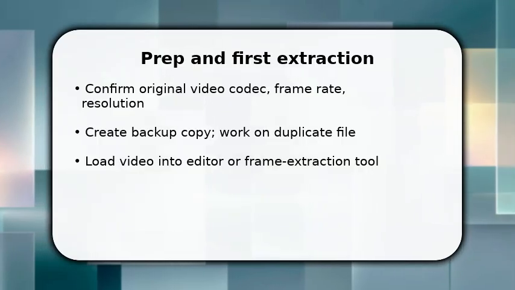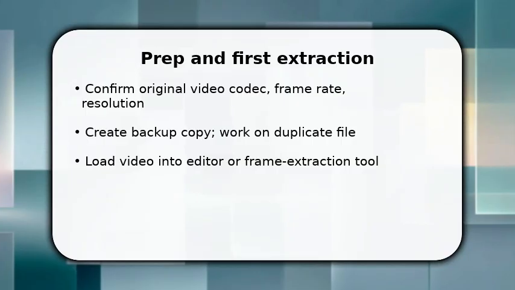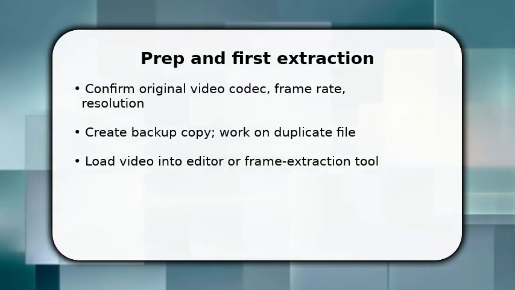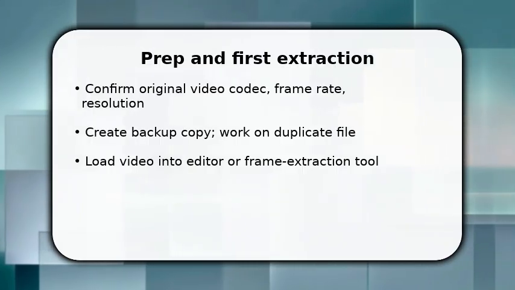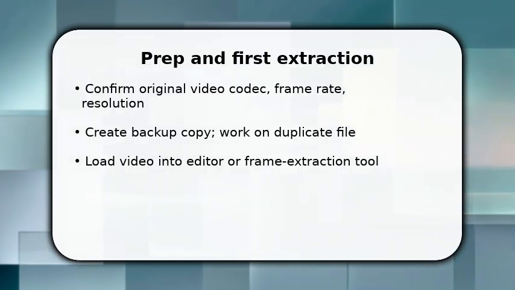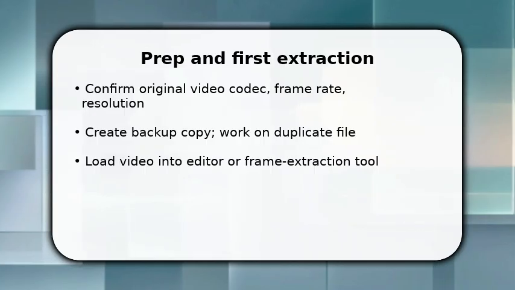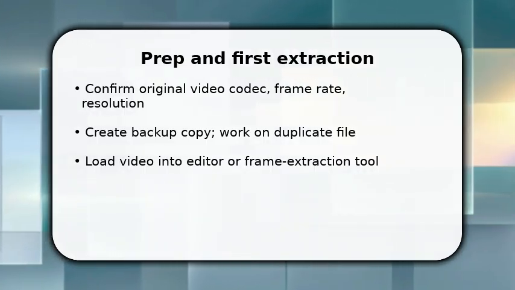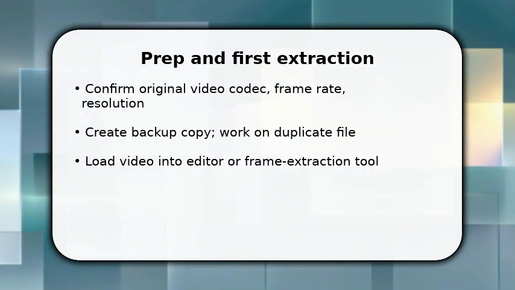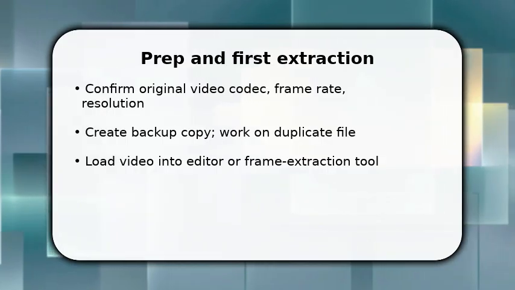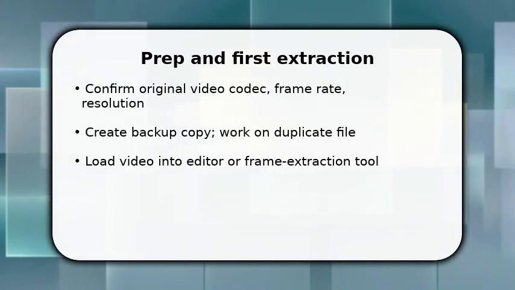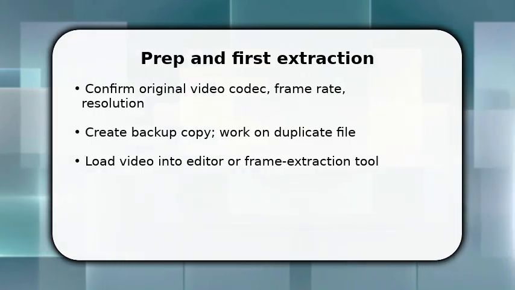You start by identifying codec, frame rate, and resolution so your edits remain consistent. Back up the original immediately and open the duplicate in an editor or frame extractor. Once loaded, scrub to the watermark segment and export a short sample clip or sequence of frames around the watermark for testing. This lets you experiment without risking the whole file. Make sure to note timestamps and any motion vectors if your tool exposes them.